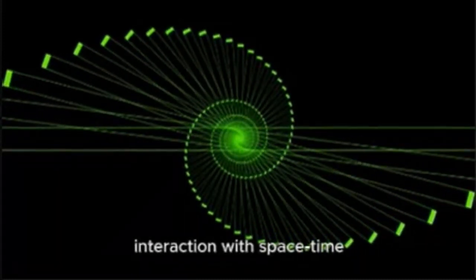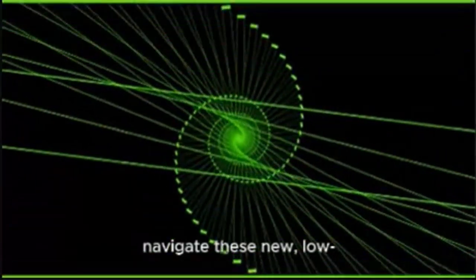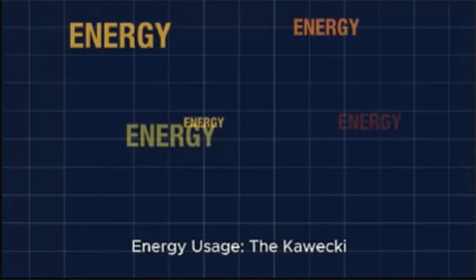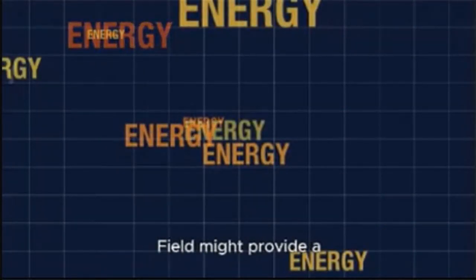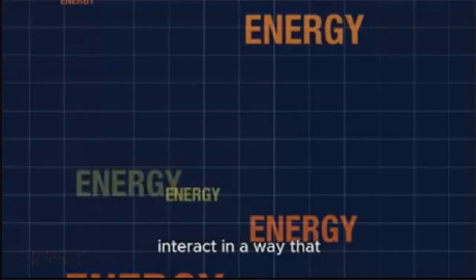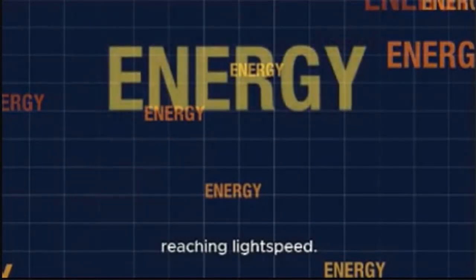How it could change light speed abilities. Not direct acceleration of mass. The mass wouldn't be accelerated directly to speeds faster than light. Instead, the object's interaction with spacetime might shift to allow it to navigate these new, low-density corridors that transcend the speed limit of light. Energy usage. The Kavetsky field might provide a unique energy mechanism where mass and spacetime interact in a way that bypasses the traditional energy requirements for reaching light speed.